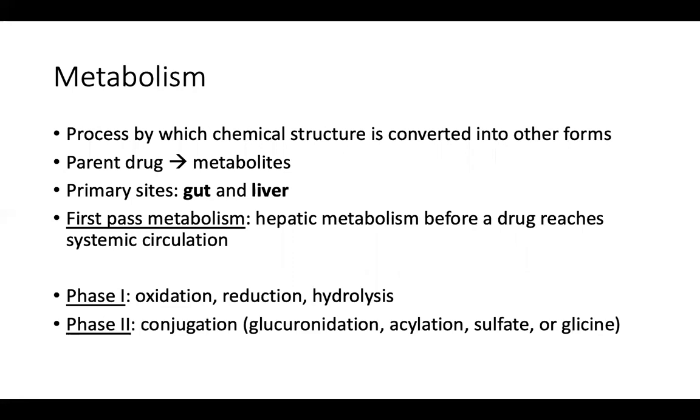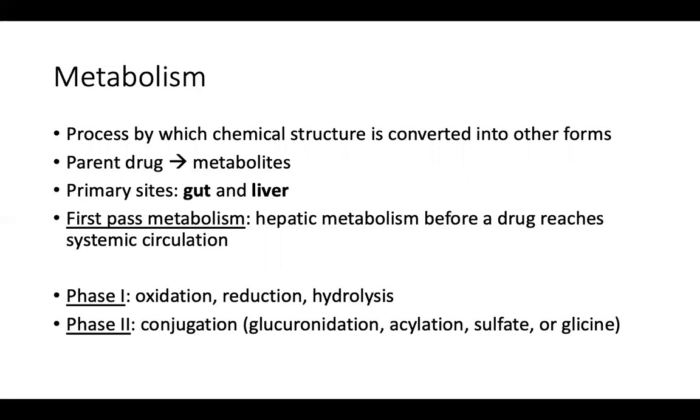Moving right along, now we're getting into metabolism. This is a process by which the chemical structure is converted into other forms. So we'll have a parent drug that is metabolized into its metabolites. And the primary sites for metabolism are usually the gut or the liver. And that's where we'll see first pass metabolism. That's metabolism in the liver before a drug even reaches systemic circulation. So if you remember that visual on one of those previous slides, all these steps have to occur before even making it to the bloodstream.